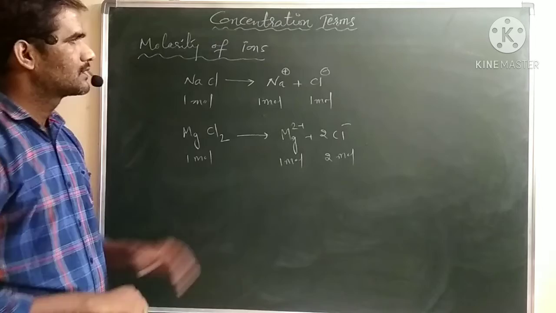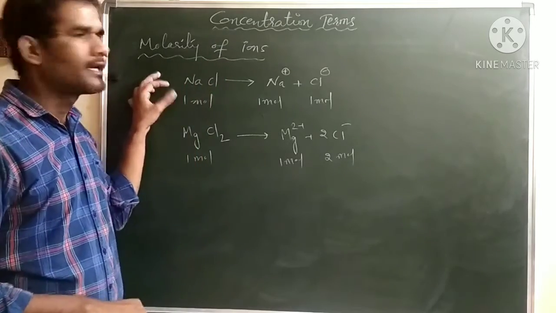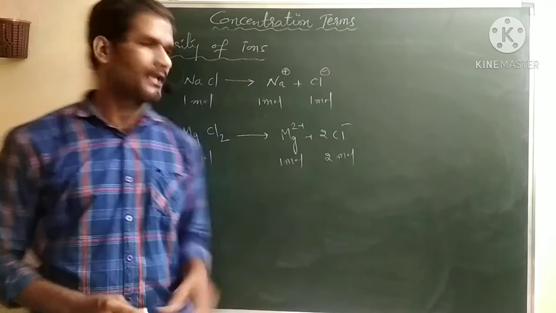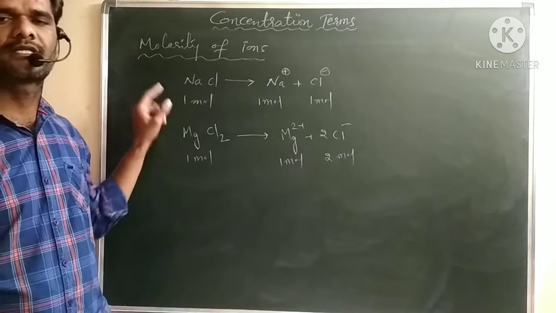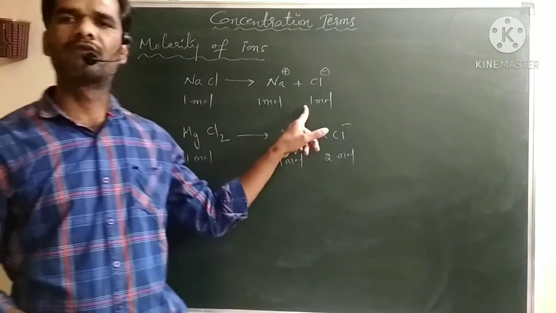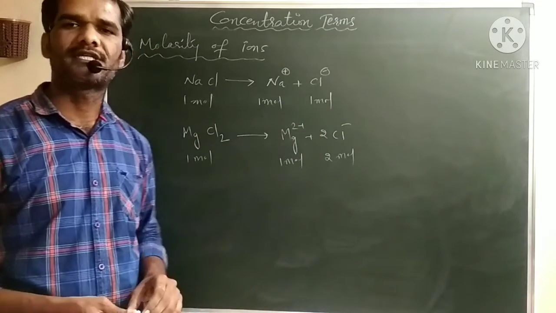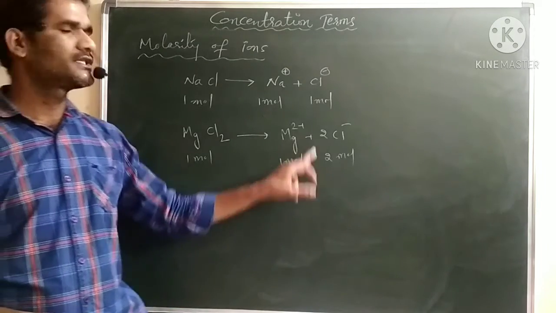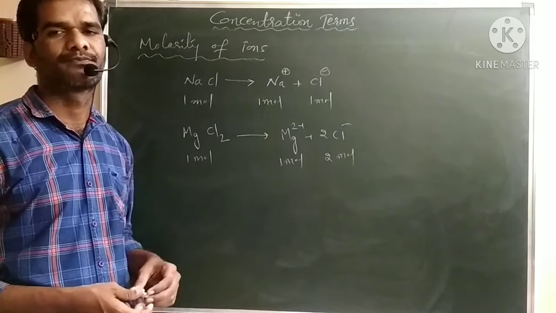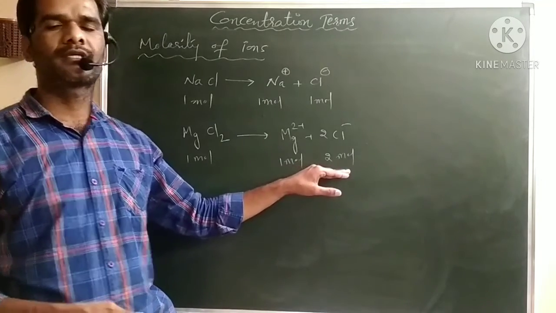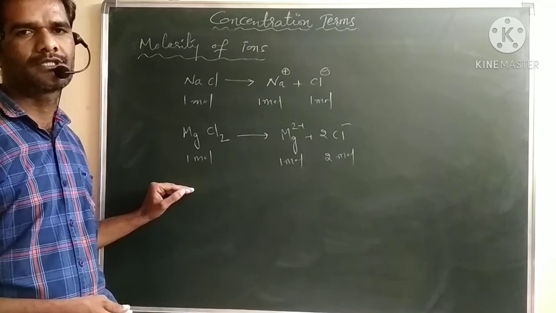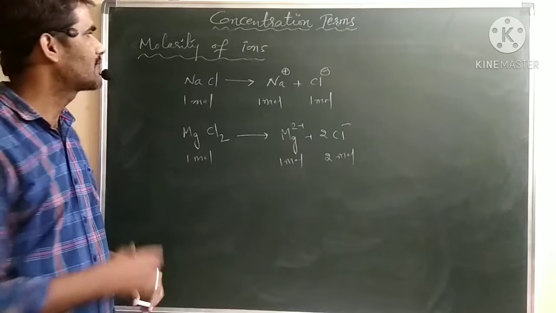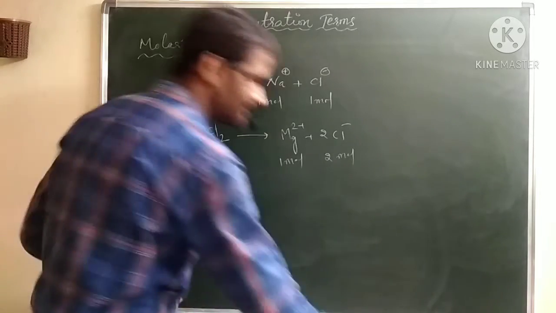So it means the concentration of the compound and the concentration of the ions may not be the same in all cases. In the first case, the concentration of NaCl and its ions may be equal, because in both cases the dissociation is in 1:1 ratio. But in the other case, magnesium chloride, the dissociation is not the same. They are in 1:2 ratio. So here ion concentration and parent compound concentration are not the same. So we will see here how to calculate molarity of ions.